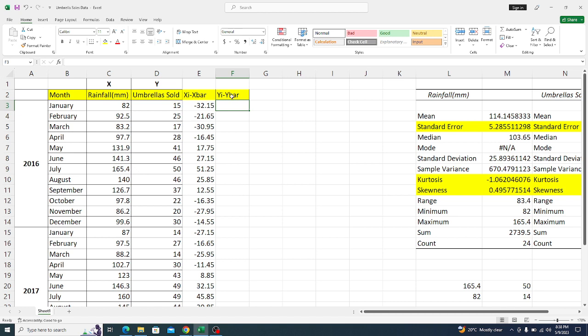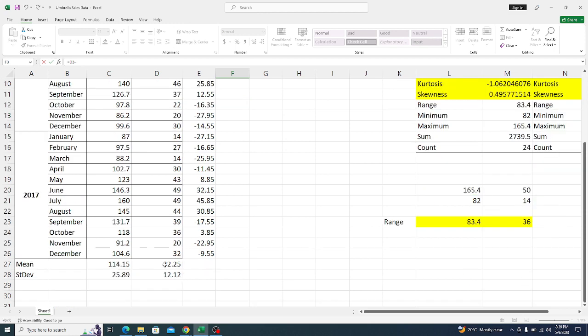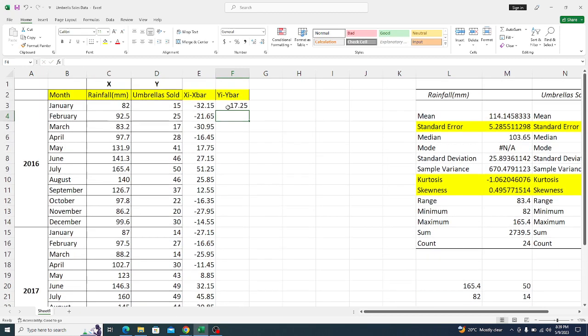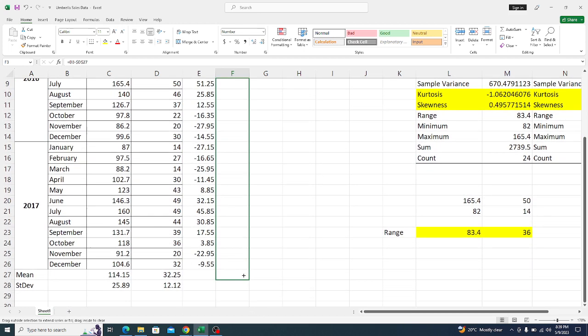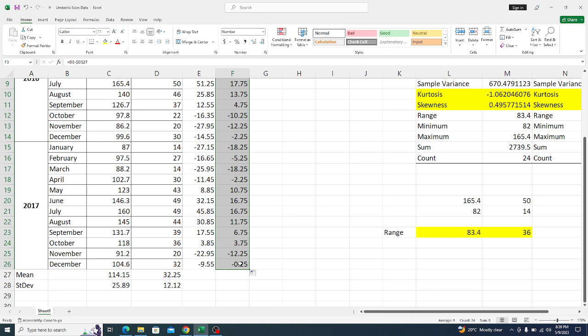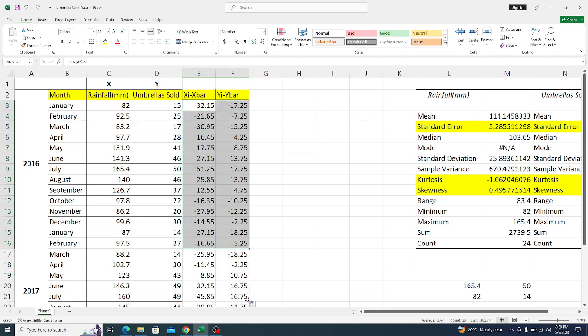Okay, so with that we'll say equal to this value minus our mean. Then remember to log also the mean for the umbrella cells. Once you log, you can drag it down. Just drag it down, and then we are okay. We are good to go.